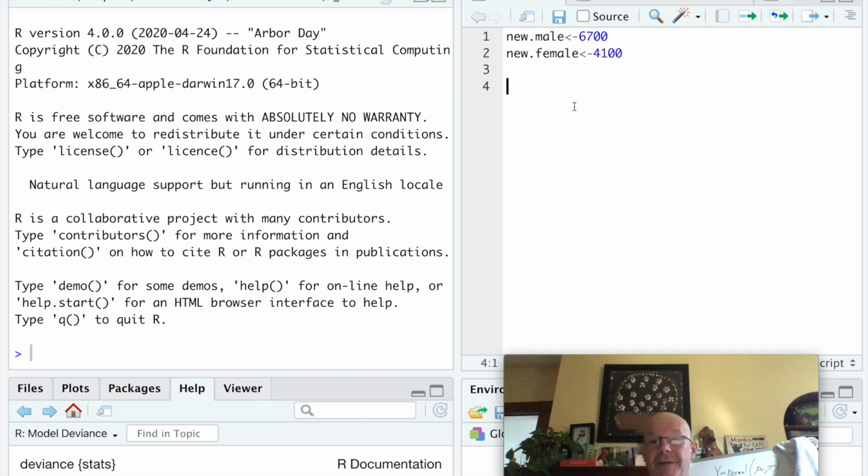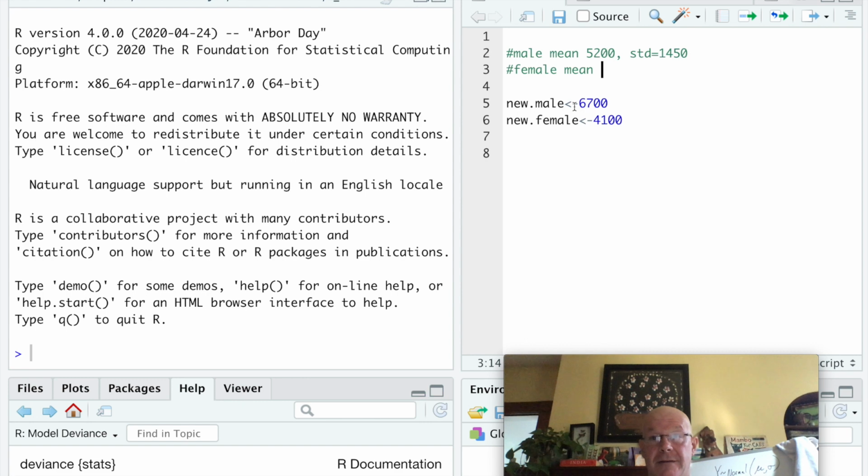And so what we want to know, and we can even keep track. Male mean is 5,200 with a standard deviation equal to 1,450. And female mean is, what did I say it was? Somewhere up here, 2,600 kilograms and a standard deviation of 320. Okay, so this is what we know based upon previous work.